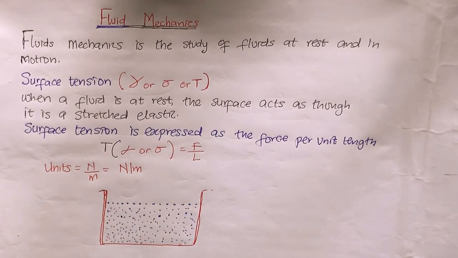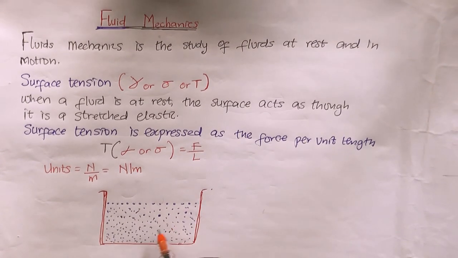Looking at this diagram, I'm going to use it to explain the molecular explanation of surface tension. At first, what do I mean by the molecular explanation of surface tension? That is, when a liquid is at rest, how do the molecules behave? As far as surface tension is concerned, look at this now. I'm having molecules, right?